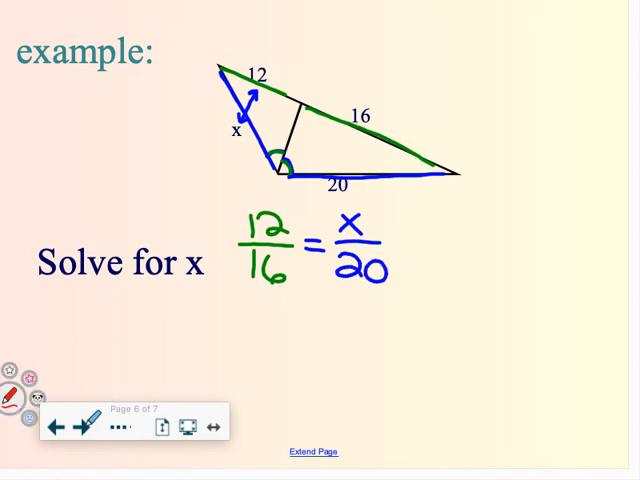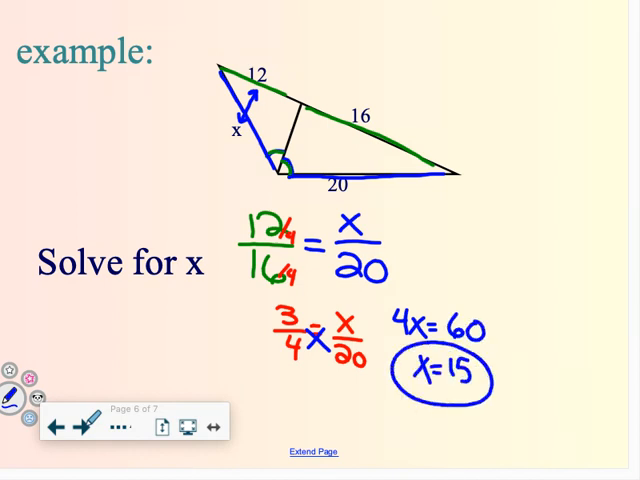And I want to show one quick thing we can do to make our lives a little simpler. We could try multiplying by 12 over 16 and cross multiply and get some pretty big numbers. If we want to reduce, we can divide these both by 4 and rewrite this as 3 over 4 is equal to x over 20. We're just going to reduce now so it makes our lives a little easier in the end. So when we cross multiply, we get 4x is equal to 3 times 20, which is 60. x is equal to 15.